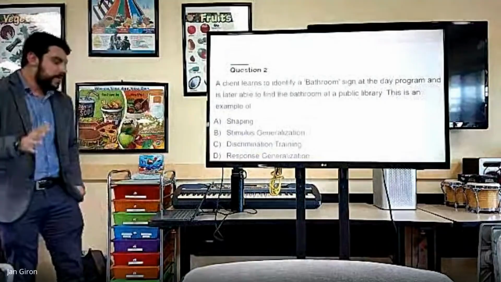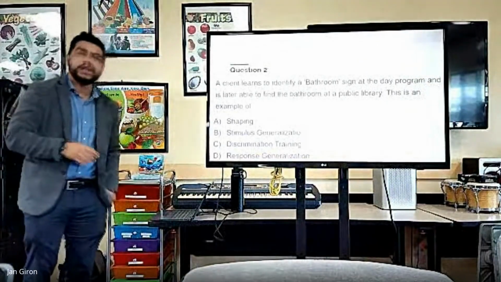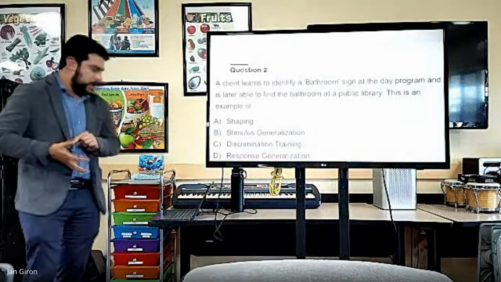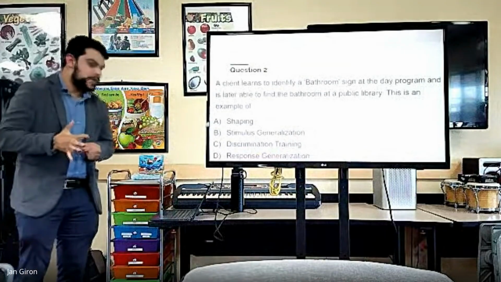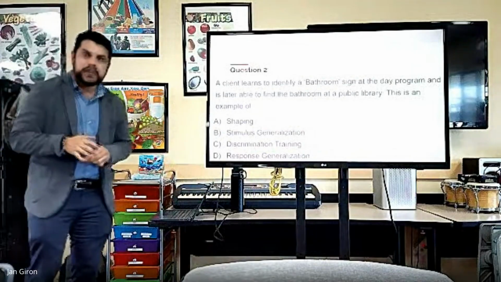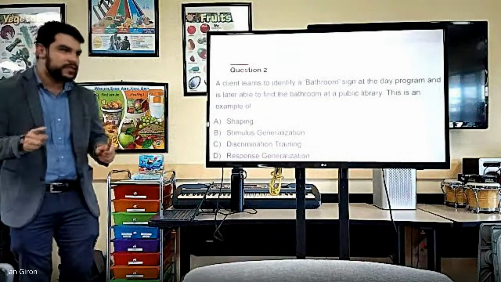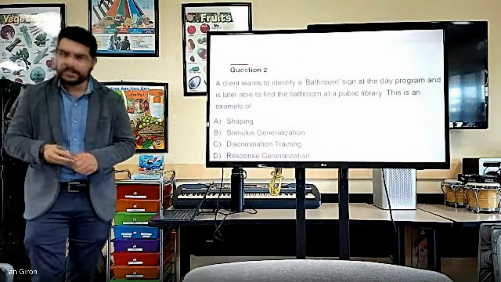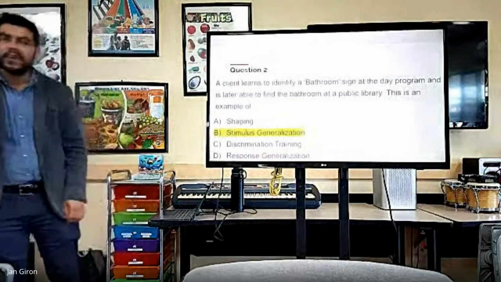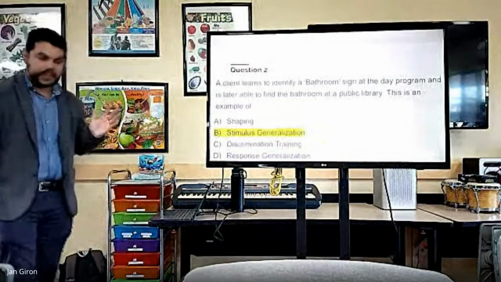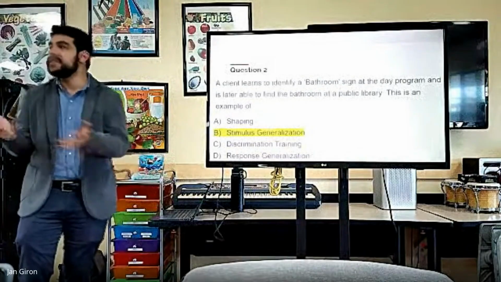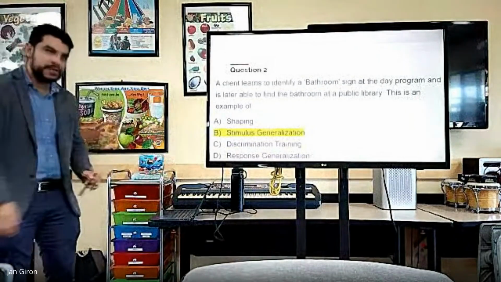A client is learning to identify a bathroom sign at the day program and is later able to find a bathroom at a public library. What is this an example of? Shaping, stimulus generalization, discrimination training, or response? I'm hearing stimulus generalization. Everybody in agreement? Yes. That is good. Again, when we think of stimulus generalization, we think same behavior, but can it happen with a different person in a different place? In this case, it was a different place.